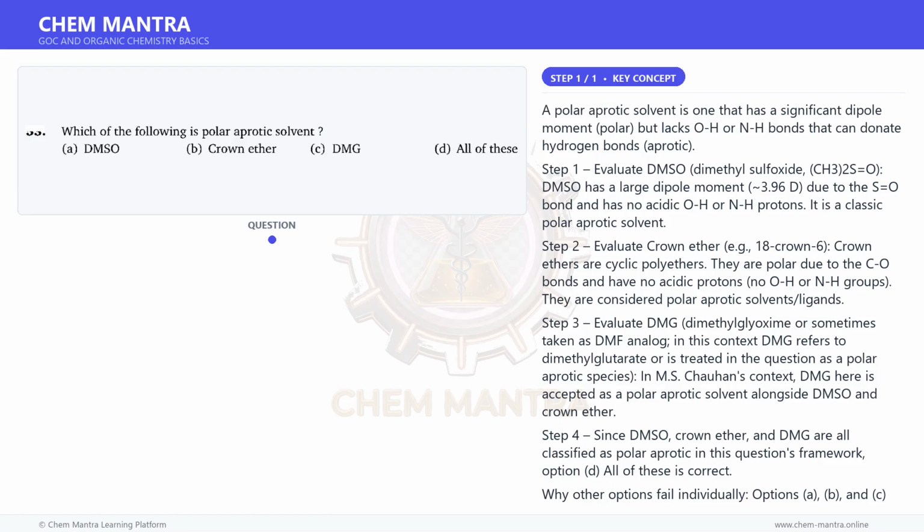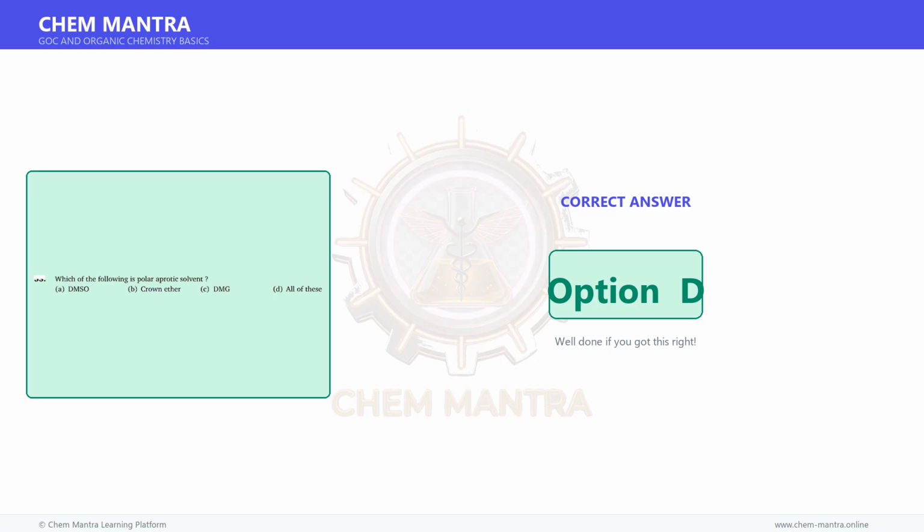Why do the other options fail individually? Options A, B, and C each name only one of the polar aprotic solvents, so none alone represents the complete answer. Therefore, the correct answer is option D.